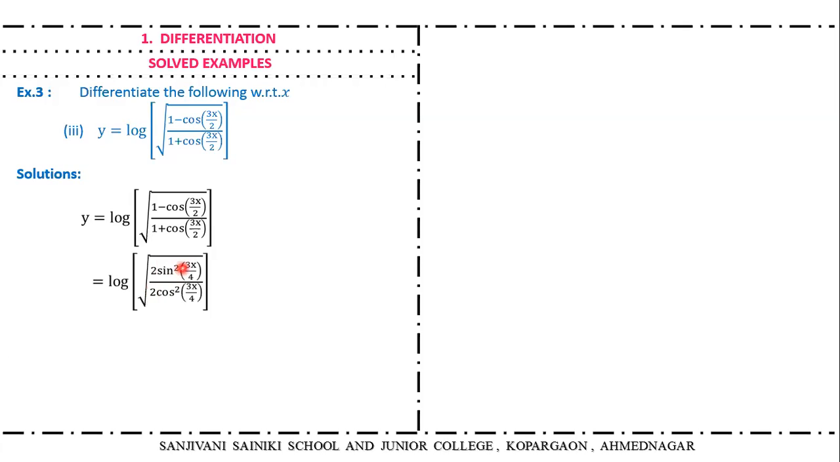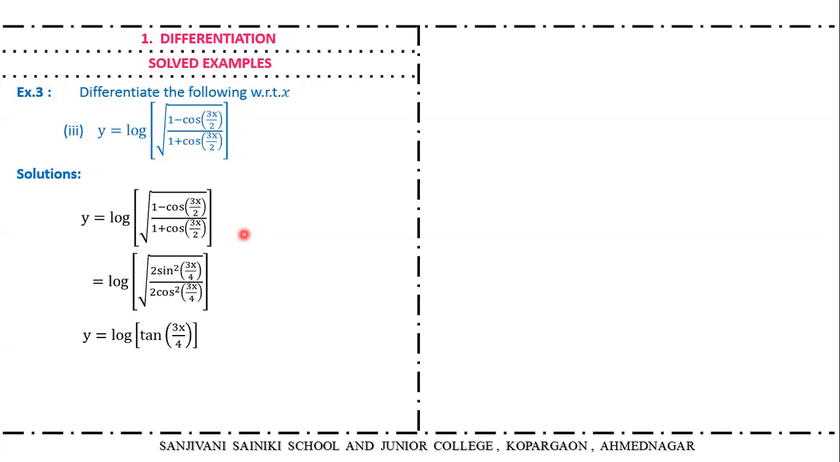How to simplify? 1 minus cos 2 theta is 2 sin square theta, and 1 plus cos 2 theta is 2 cos square theta. But here the angles are not double angles, so 1 minus cos 3x upon 2 can be written as 2 sin square 3x by 2 upon 2. So 1 minus cos 3x by 2 can be written as 2 sin square 3x by 4, and 1 plus cos 3x upon 2 can be written as 2 cos square 3x by 4 using the half angle formula. So 2 gets cancelled, and sin square upon cos square is tan square.